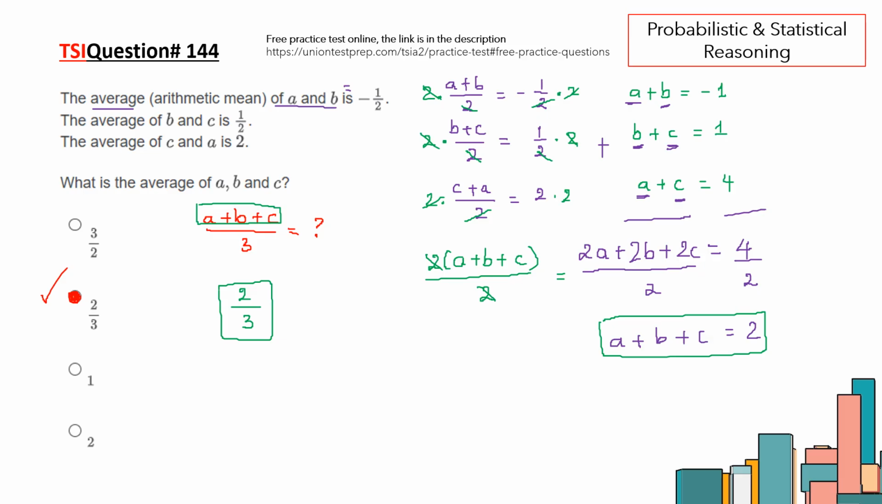You can also find the answer another way, using the system of equations. We have the first equation here, the second, and the third right here. I take my first equation and subtract the second one. B minus B is gone. So A minus C equals negative 1 minus 1, which is negative 2.